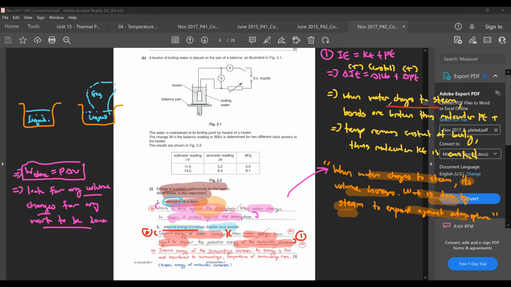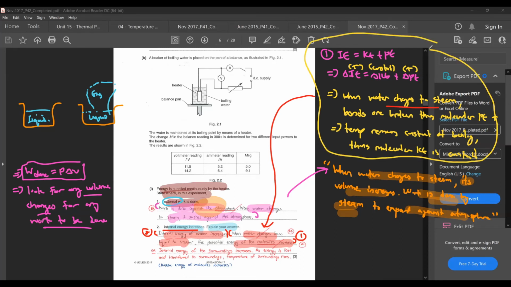This is how you make sense of the statement that the marking scheme has given you. They didn't tell you the full story. They just give you bits and pieces of it: when water changes to steam, from liquid to vapor, the potential energy of molecules increases, therefore internal energy of water increases. The complete story is this one, to make sense of what they're saying.